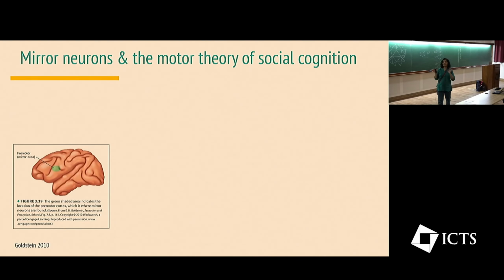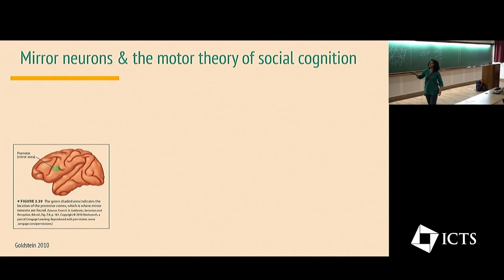And one very popular piece of evidence considered in support of this model is what are known as mirror neurons, in the motor theory of social cognition. I don't know how many of you have heard of mirror neurons. They are very popular in science, popular science at least.